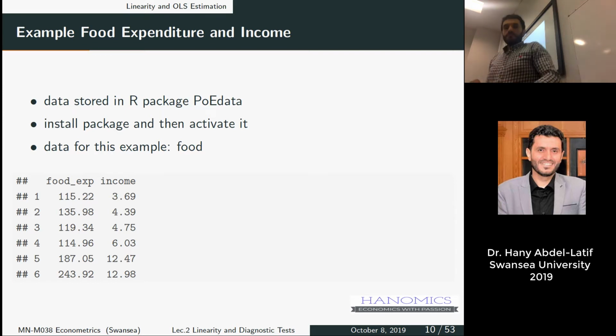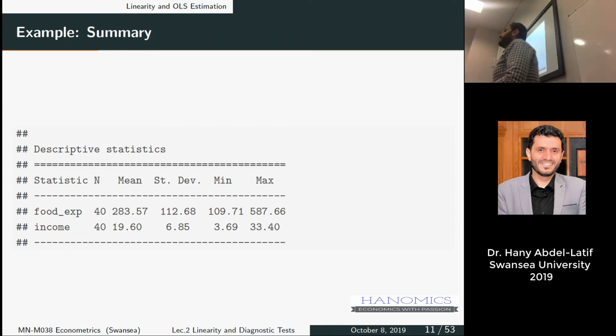A good practice is always to know your data. So before jumping into any analysis, you just need to look at the data first. A very simple way to look at the data is to look at the descriptive statistics. At least now I know that we have 40 observations in this data set. This is the average for income and for food expenditure. This is the minimum, maximum, and the standard deviation.